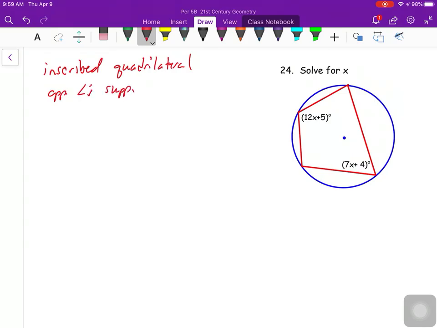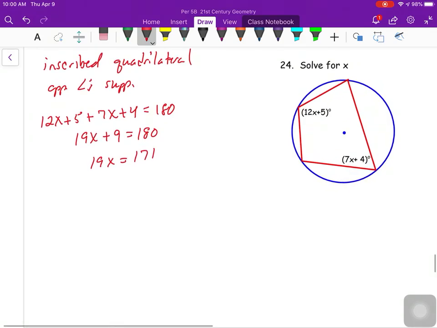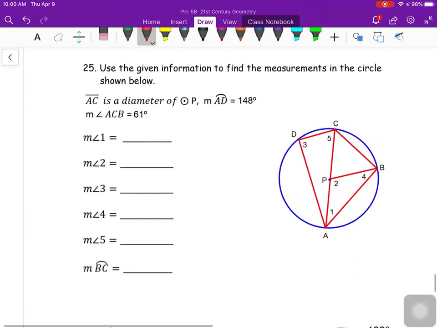Okay, inscribed quadrilateral. Opposite angles, supplementary. So that means the 12x plus 5 added to the 7x plus 4 will equal 180. Combining like terms, 19x plus 9 equals 180. Subtract 9, 19x equals 171. Divide by 19, x equals 9.